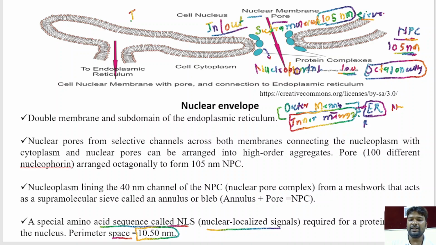These are called importins and exportins. These proteins also have a role in the movement of molecules through the pore. Also, larger molecules, more than 40 nanometers, cannot be moved through this pore.